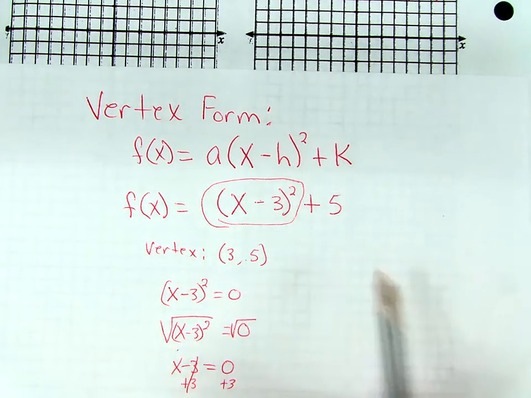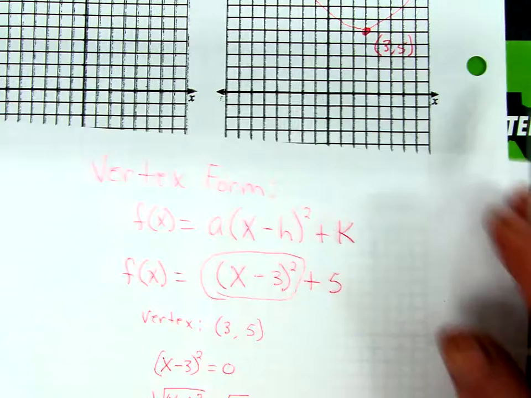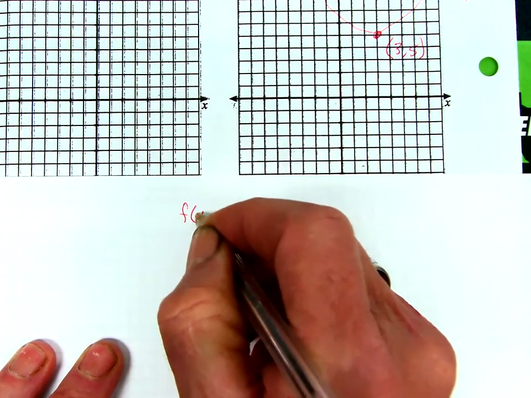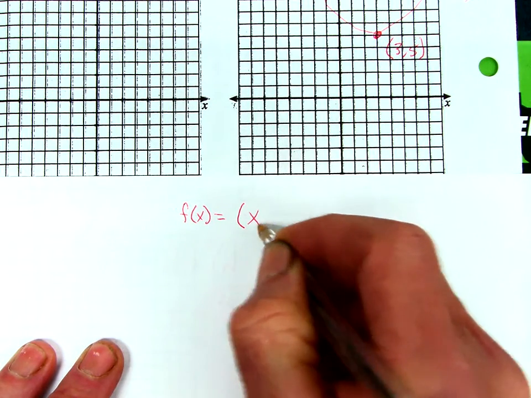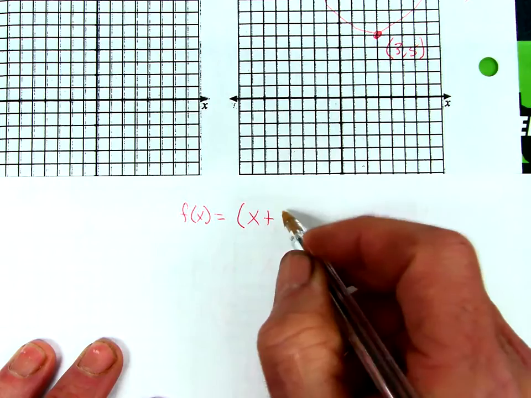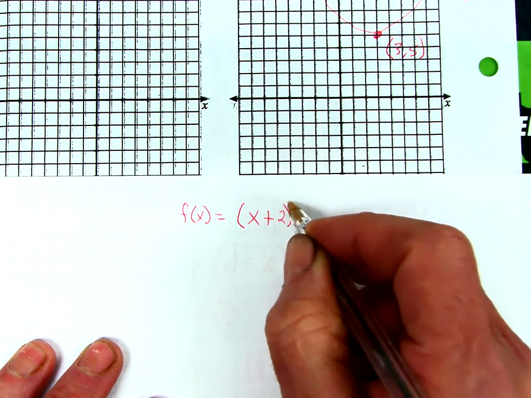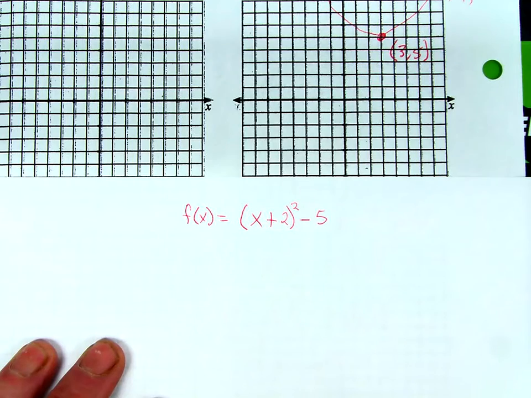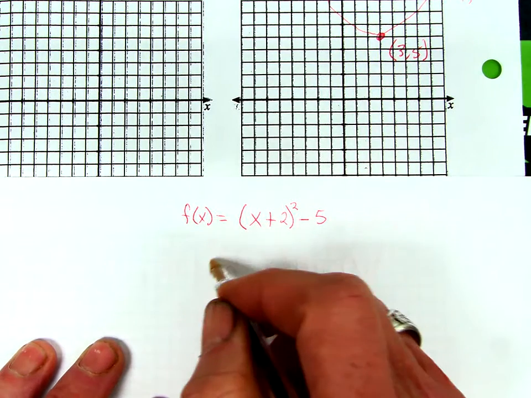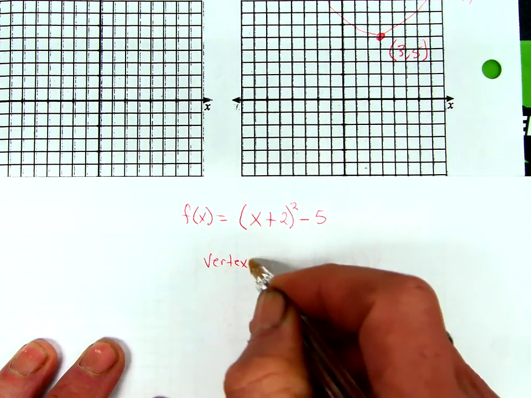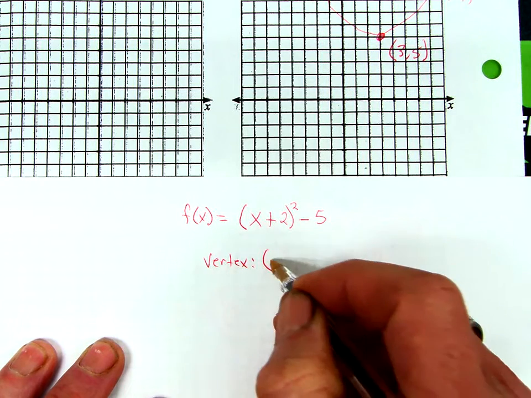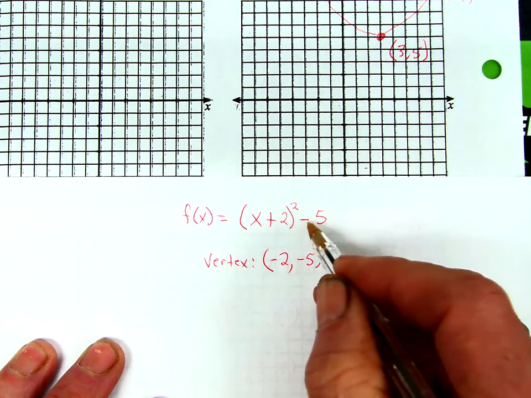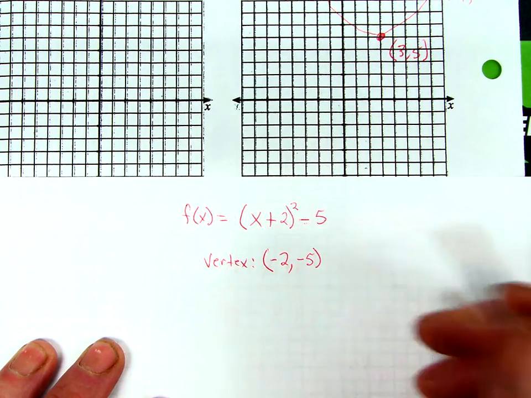Let's see some variations of this. How about if that were a plus instead of a minus? So let me just make something up here. f of x equals x plus 2 squared and minus 5. All right, here we go. My vertex, the opposite of this, so -2, and then this turns into -5. There was a minus sign with it, which makes it a negative here.